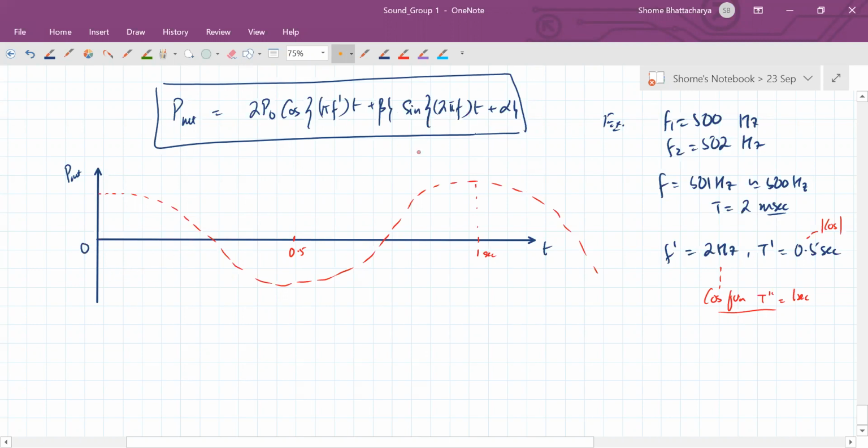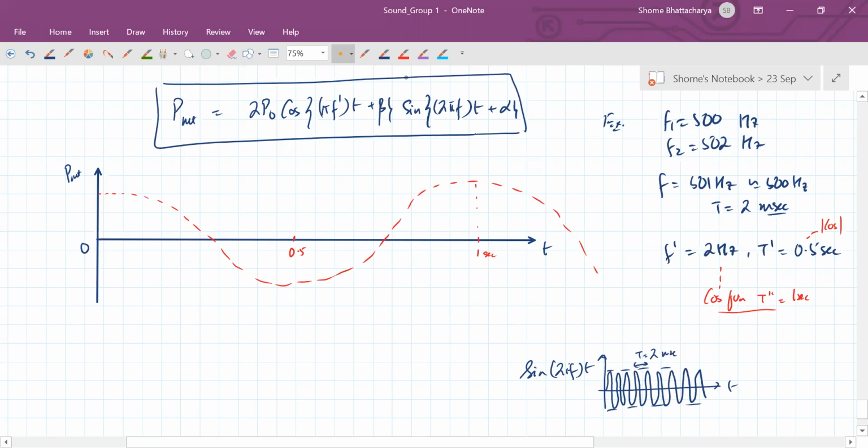So you can think of it like this: if you just look at sine of 2 pi f t versus t, this is varying between +1 and -1 very rapidly, with a cyclic time of about 2 milliseconds.